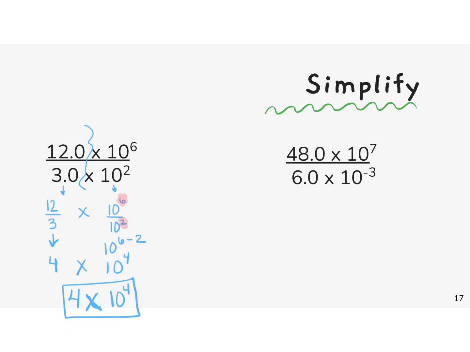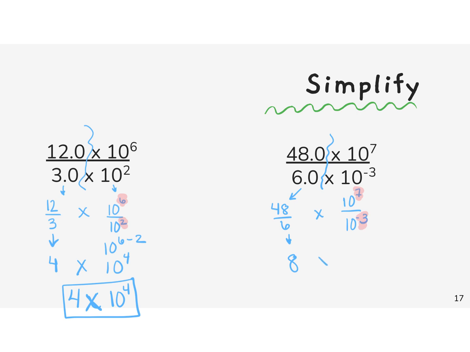Moving on. Two separate problems. Here's our first problem. 48 divided by 6. That 6 and 8 went on a date, came back as 48. 8 times. And then here is our 10 to the power of 7, all over 10 to the power of negative 3. So again, I'm going to highlight these.